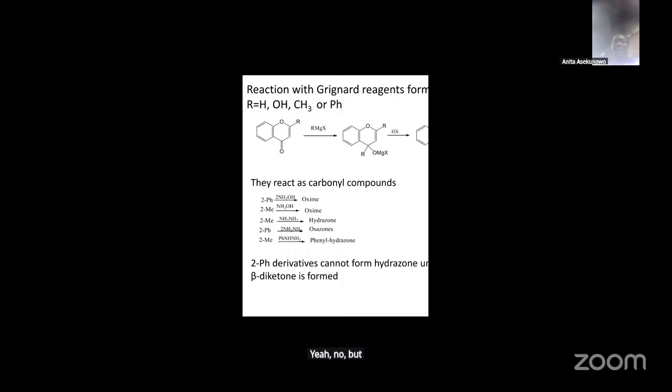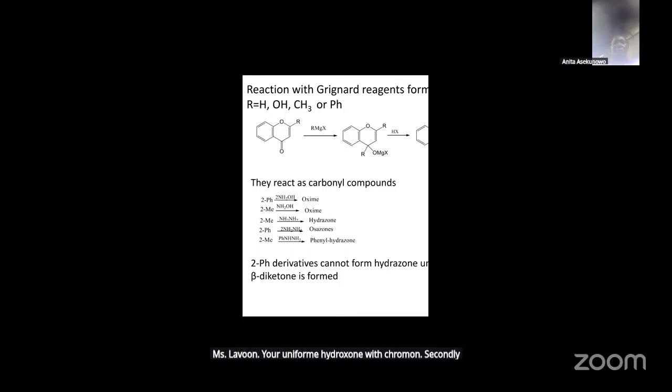But when you talk about phenylhydrazine, you can see chromone is going to form hydrazone. Why is flavone not forming hydrazone? What is it forming? It's forming an osazone instead of forming hydrazone. Because from knowledge of carbonyl compounds, phenylhydrazine forms hydrazone. But in this case, we're not forming hydrazone with flavone. We're only forming hydrazone with chromone.